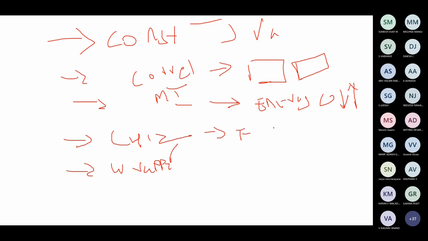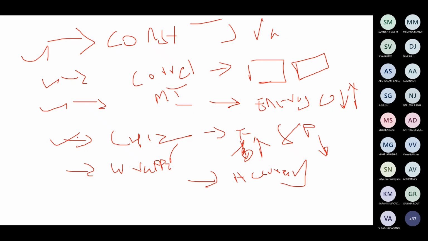Chi-squared is with respect to F and P score. The F score should be high and the P score should be low. Wrapper is with respect to accuracy. There are different methods, and these are not the only ones; there are so many other methods also. What we spoke about is this many methods.